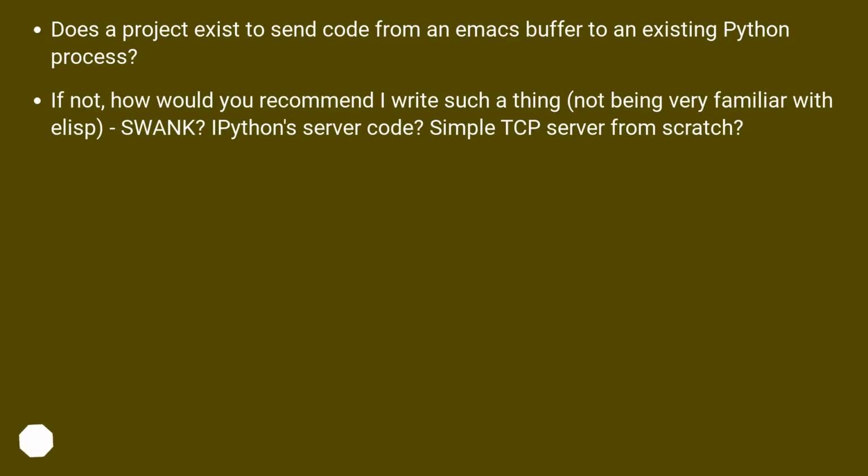does a project exist to send code from an Emacs buffer to an existing Python process? If not, how would you recommend I write such a thing, not being very familiar with the Lisp, swank, or IPython server code? Simple TCP server from scratch?